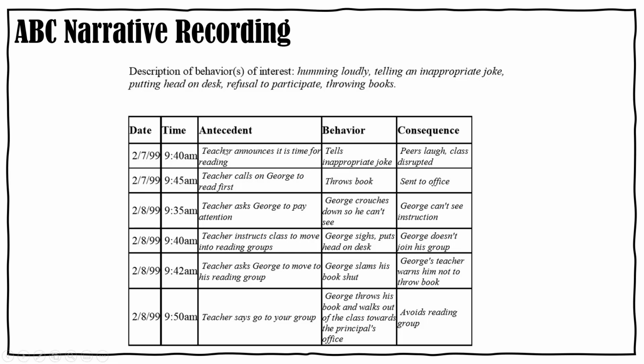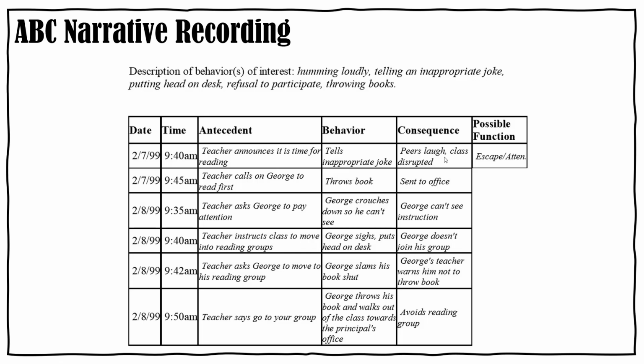So for our first one, we have the teacher announces that it's time for reading. Here I see that the teacher is placing a demand on the kid. It's time for us to read now. The kid engaged in the behavior, and peers laugh, and the class is disrupted. So when I look at the consequence, we do have a demand, but our consequence involves other people, so peers, and also him getting out of the task, because now the class is disrupted. So I would say the possible function could be escape or could be attention.